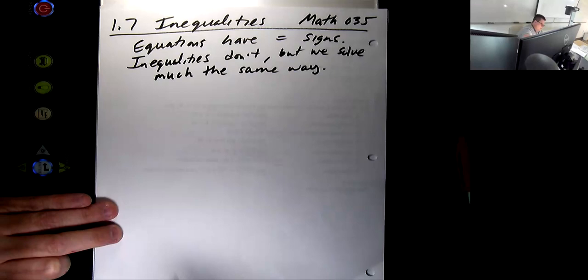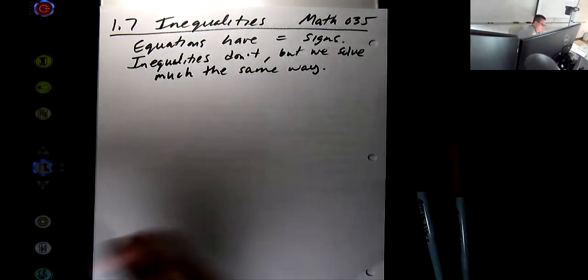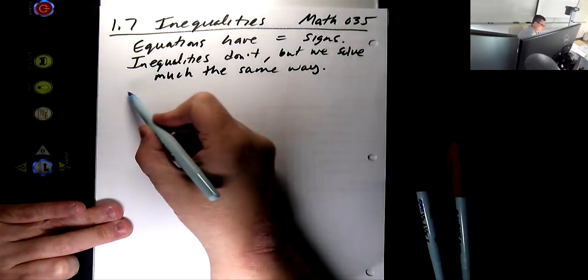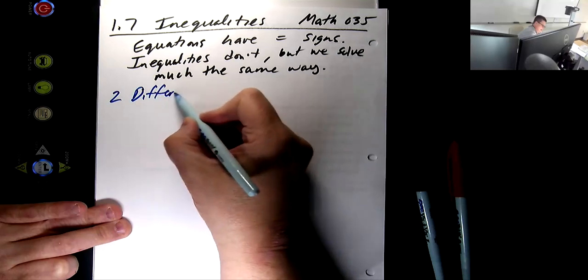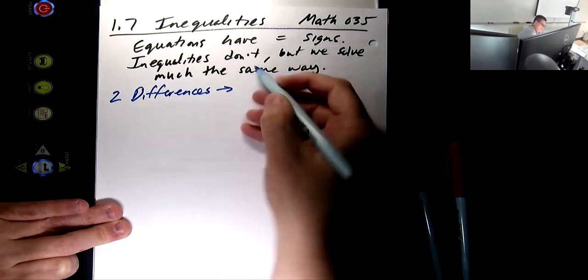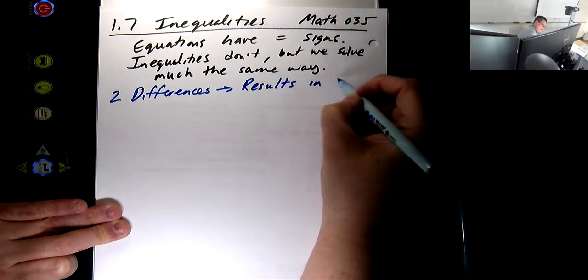There are 2 things to remember, 2 rules, 2 differences between inequalities and equations. And it results in a sign flip. It results in flipping the inequality.